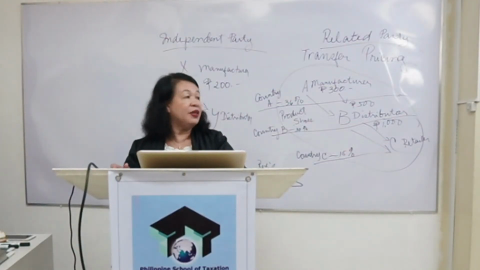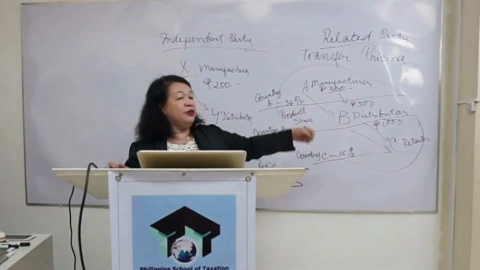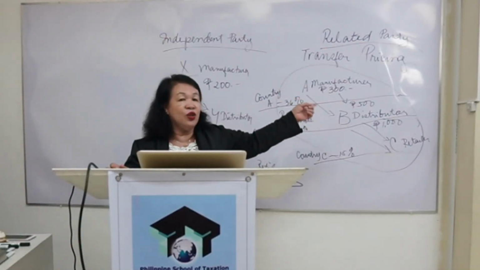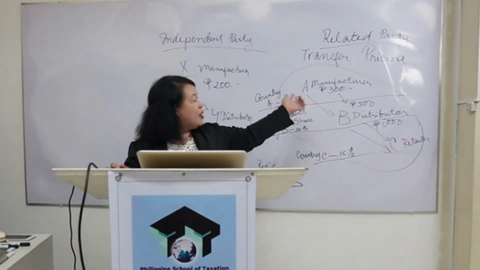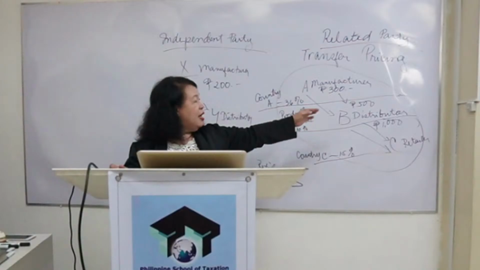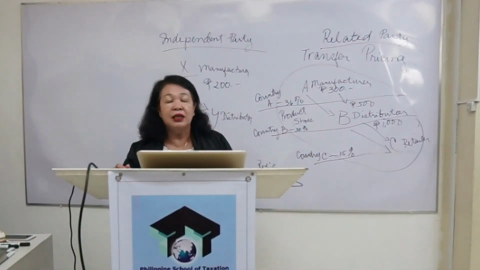Magkakaroon tayo ng adjustment. Anong i-adjust natin? Siyempre, si manufacturer na related party. Paano natin siya i-adjust? Adjust natin yung 100, no? So, the true price is only 200. So, anong gagawin dyan? Tanggalin mo yung 100, so 200 na lang para mas malaki yung kanyang gross profit.